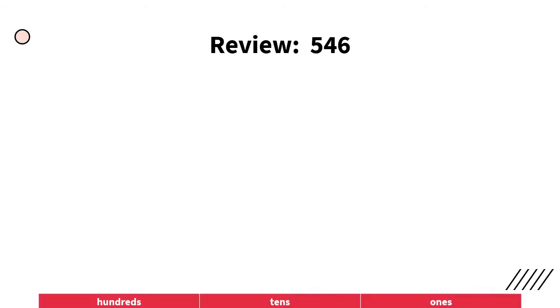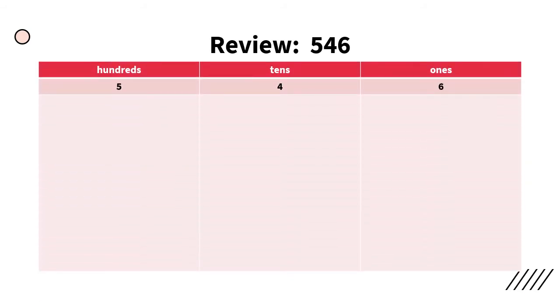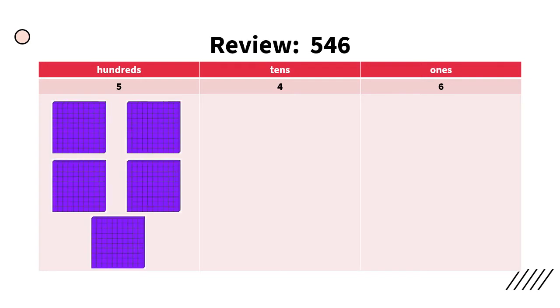So let's start with the review. Let's say I have the number 546. I can put that number in a place value chart. I can put the 5 in the hundreds column, the 4 in the tens column, and the 6 in the ones column. Now if I have 5 in the hundreds column, I can show that with hundreds blocks.